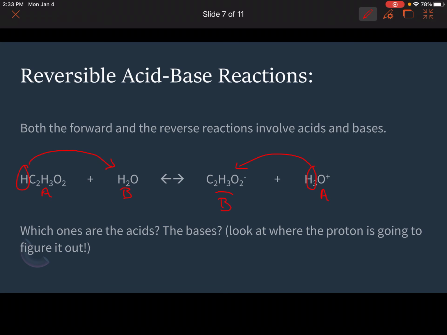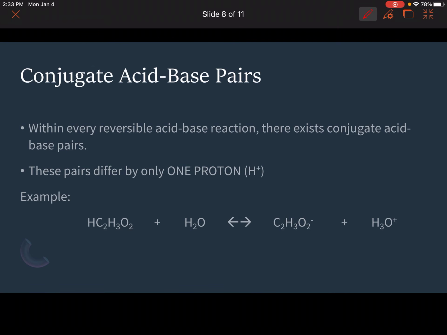Now, so we're just going to label those as such, and then we're going to bring in the concept of acid-base pairs. So, conjugate acid-base pairs. Within every reversible acid-base reaction, there exist these pairs. These pairs are only going to differ by one proton.